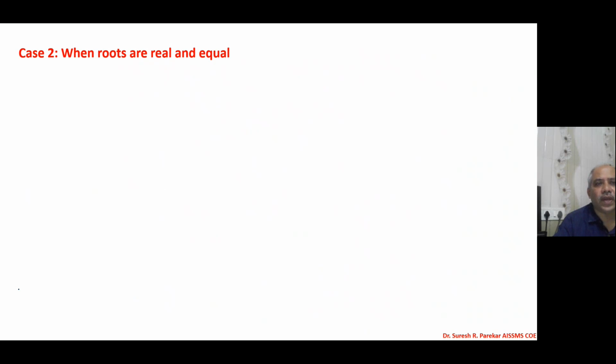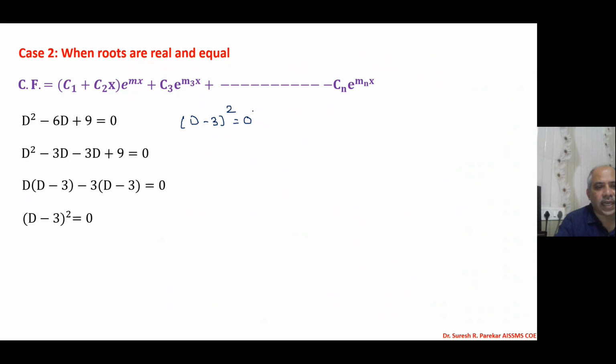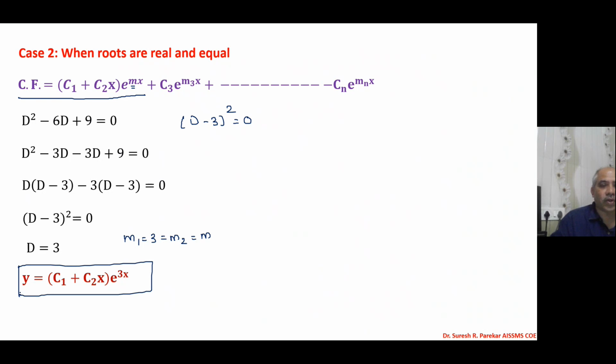Then we will go to case 2 when roots are real and equal. Now in this we have d square minus 6d plus 9 equal to 0, and actually we have d minus 3 whole square equal to 0. You can see over here. Then we can have d equal to 3, and that is both values. So I can write it as m1 equal to 3 equal to m2 equal to m. Therefore we put m equal to 3, and we have the complementary function as c1 plus c2x e to the power 3x. So this is my complementary function, and as q is 0, I have this as the solution of the differential equation.